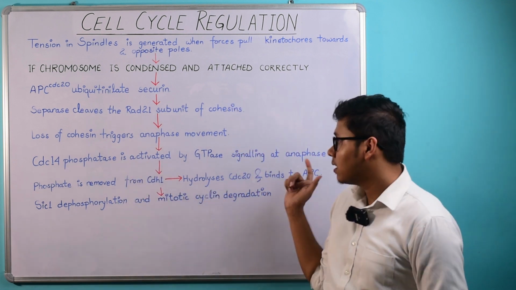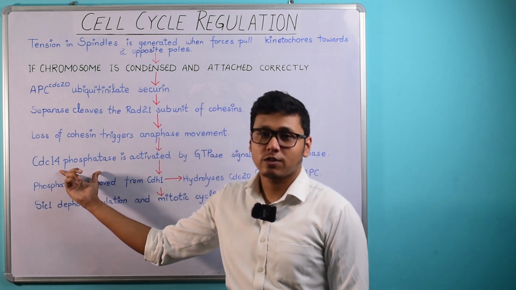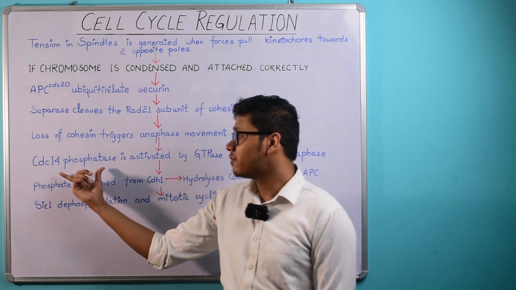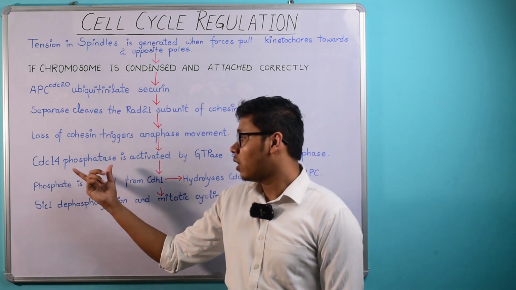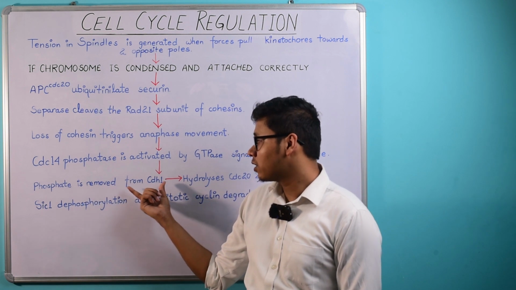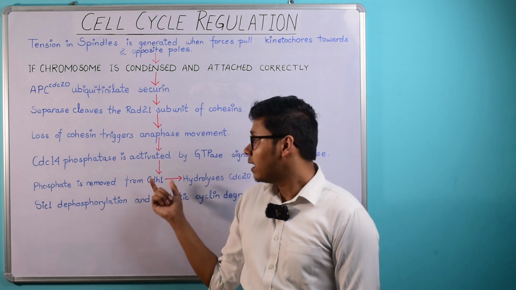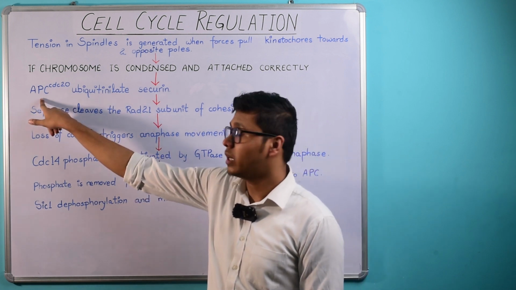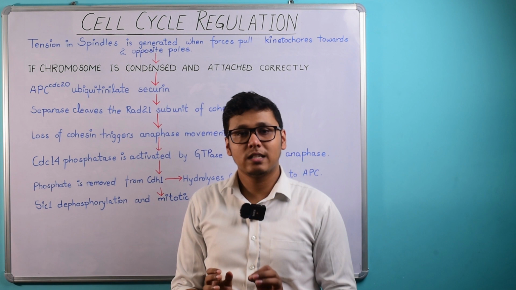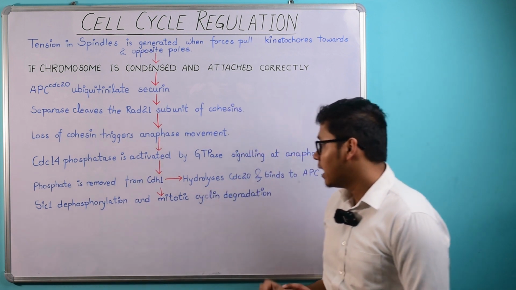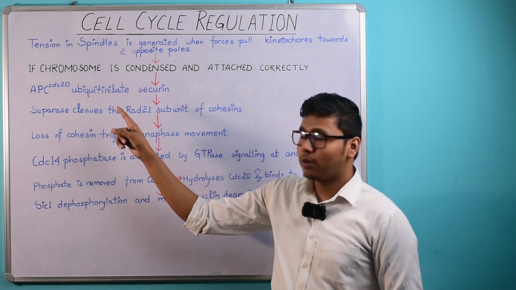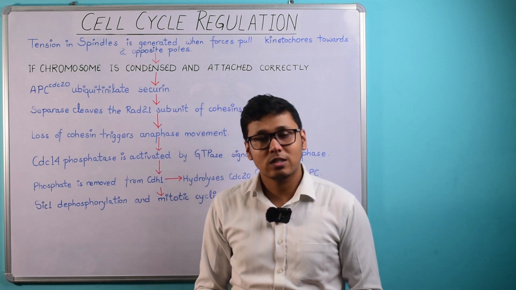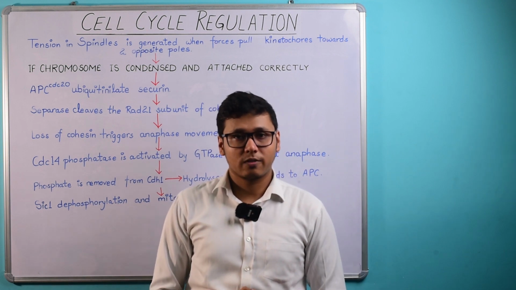At the anaphase, what happens is CDC14 phosphatase is activated by the GTPase signaling. And what does the CDC14 phosphatase do? This will now remove the phosphate group from the CDH1, right? And this CDH1 will now displace the CDC20 and bind to the APC. So the APC-CDH1 complex will be formed, and what will this APC-CDH1 complex do? It will degrade the mitotic cyclin, and that's how the cell will exit the mitotic phase.